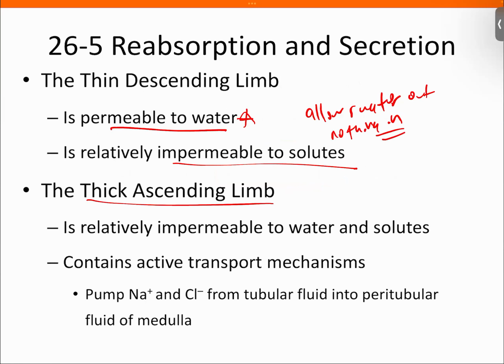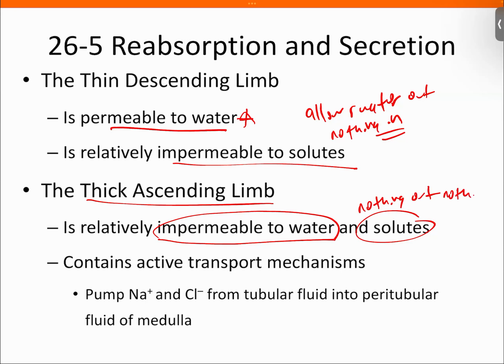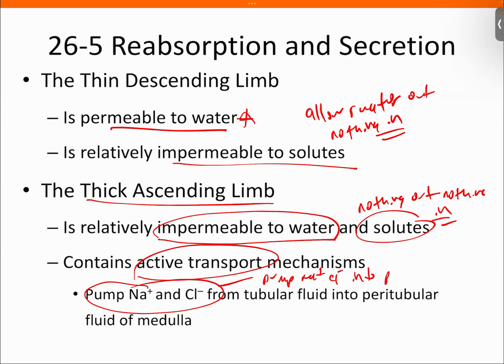Now the thick ascending limb is different. It's impermeable to water and solutes as well, so nothing out, nothing in. However, what it has that's different from the descending limb is active transporters for sodium and chloride. It actually has sodium chloride pumps in the thick portion of the ascending limb, and these will pump sodium and chloride into that peritubular space.